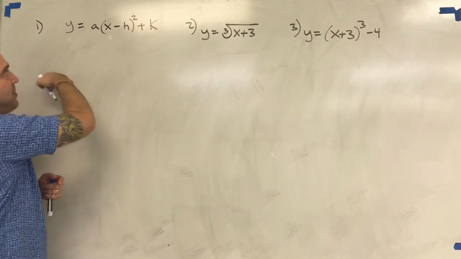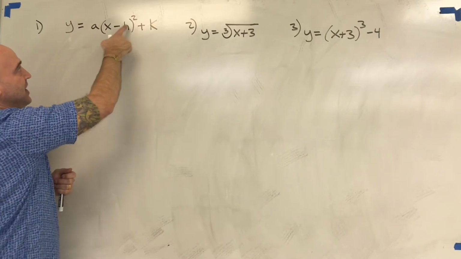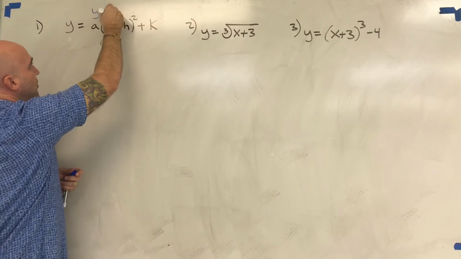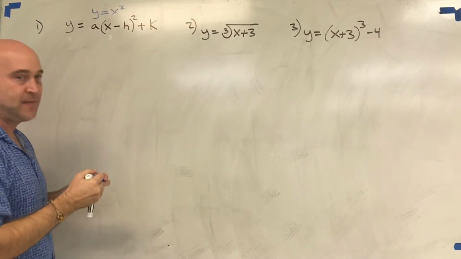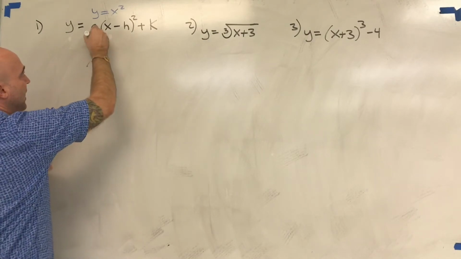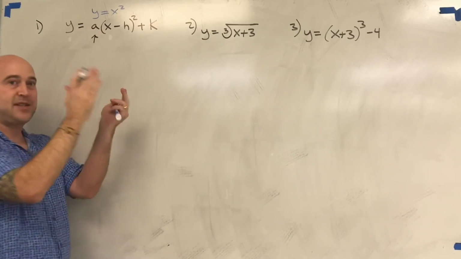The y is already by itself. What's happening to the x is basically it's getting squared. So this is like y equals x squared, okay? That's going to be our base function. And what this means is, in this case, it's a parabola.